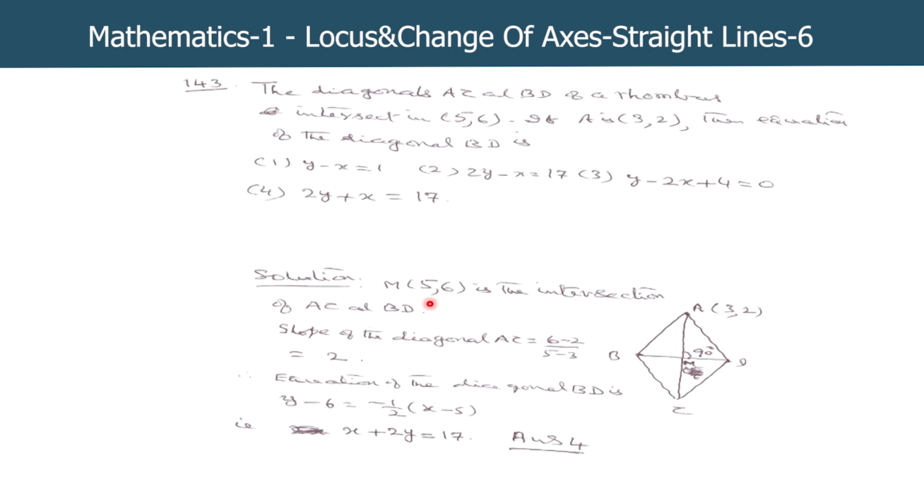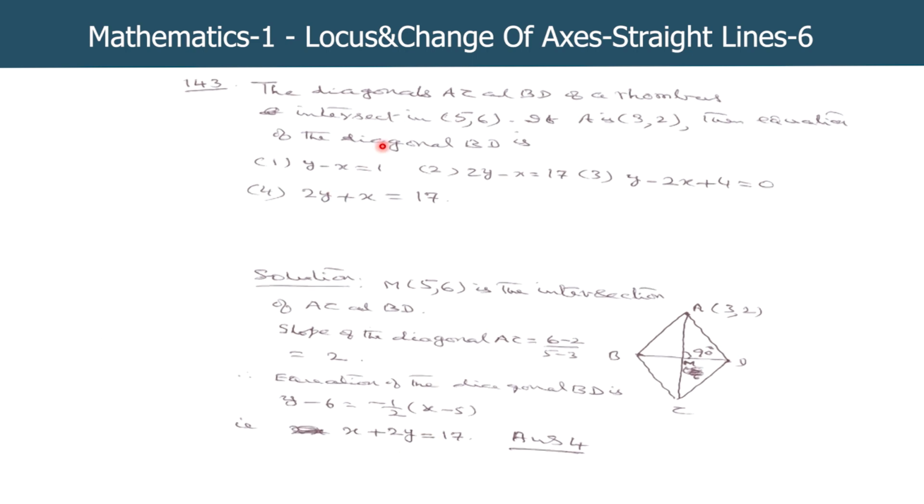Now, you know that (5, 6) is the intersection of the diagonals AC and BD. The slope of the diagonal AC is (6 - 2)/(5 - 3), which is 2. And the equation of the diagonal BD is y - 6 = -1/2 (x - 5), because BD and AC intersect at right angles, so its slope must be -1/2. So, its equation is x + 2y = 17. So, correct option is option 4.